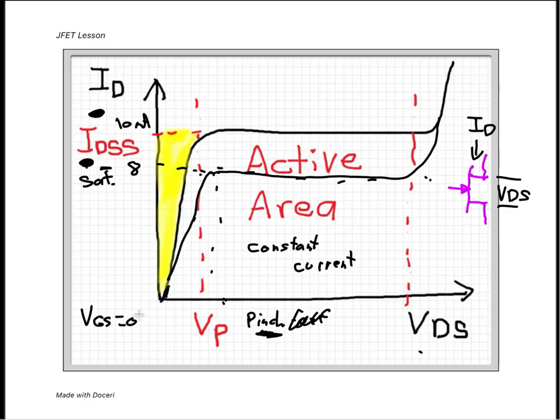The most important thing is that you can put the JFET or the MOSFET in the constant current area, and the drain current is going to be constant at a particular level, and of course that will then change the drain to source voltage.